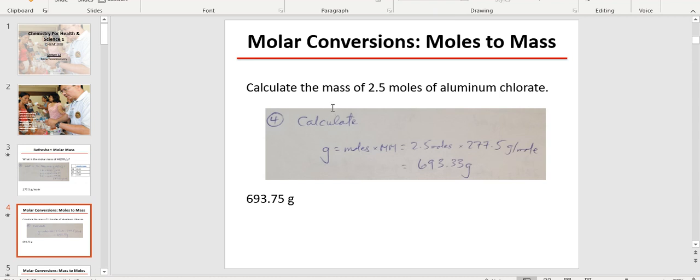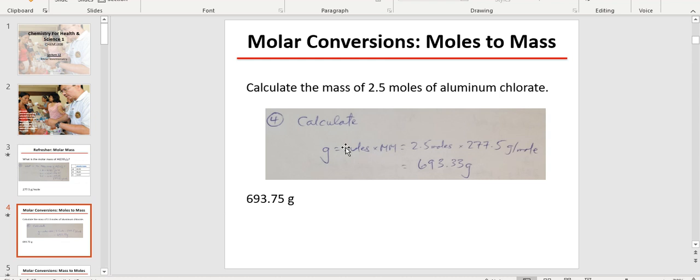What formula do I know that has grams in it? Well, there's only one. Grams is equal to moles times molar mass. Okay, that's one of the triangles. What information did I give you? Well, I gave you moles. Does that work? Aha. Grams is equal to moles times molar mass.